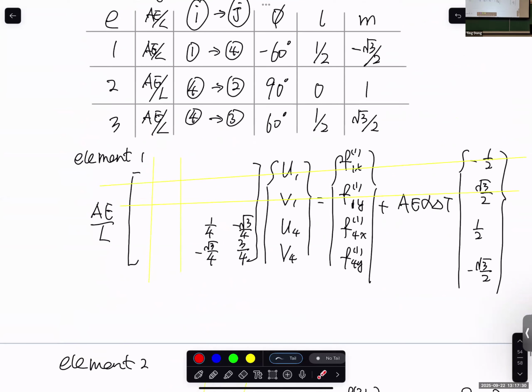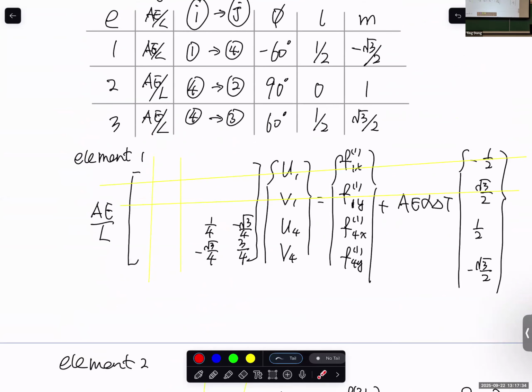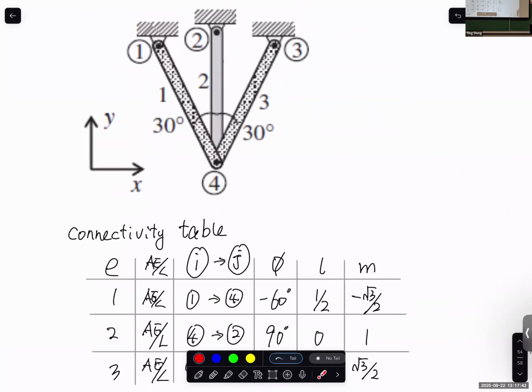So the force at node 4 is the same for element 1, 2, and 3, which is 0. No force applied means 0. It's the same for everyone, element 3 and element 3, when you make the matrix, the 3 matrix. Great question. What do you think?